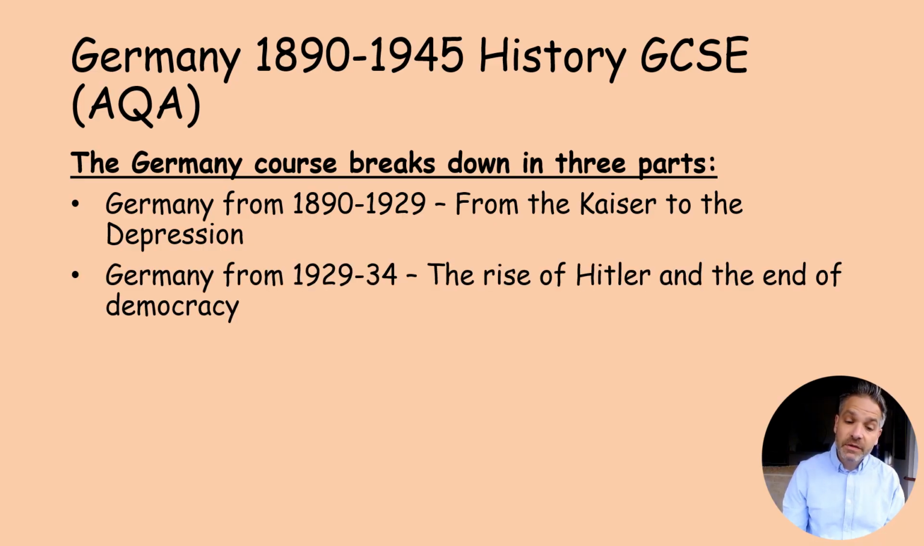The second part is Germany 1929 to 1934, so it's a shorter period, and this is the period in which Germany suffers from the impact of the worldwide economic depression, and really significantly the Nazis take advantage of this, and we see how the Nazis come to power during this period and then go about destroying the Weimar democracy.